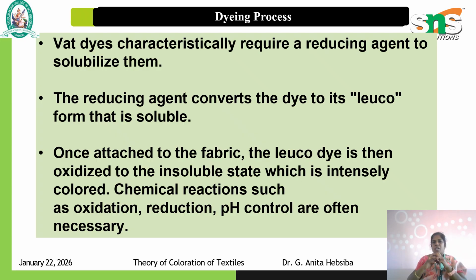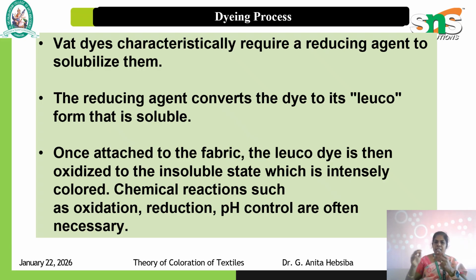Actually, these vat dyes are insoluble in water. This is one of their drawbacks. So this insoluble dye has to be made soluble in water, and for that they require a reducing agent. So initially we go for reduction to convert them from the insoluble form to the soluble form. The reducing agent will convert the dye to its leuco form, that is soluble. The soluble form of vat dye is called the leuco form, and then it is taken for dyeing.